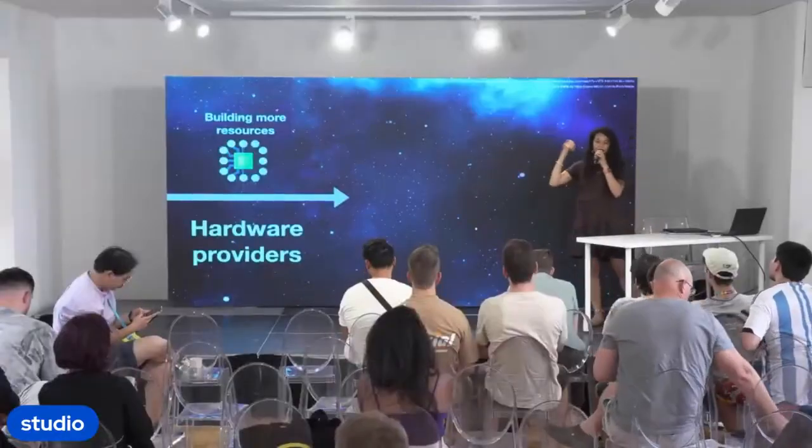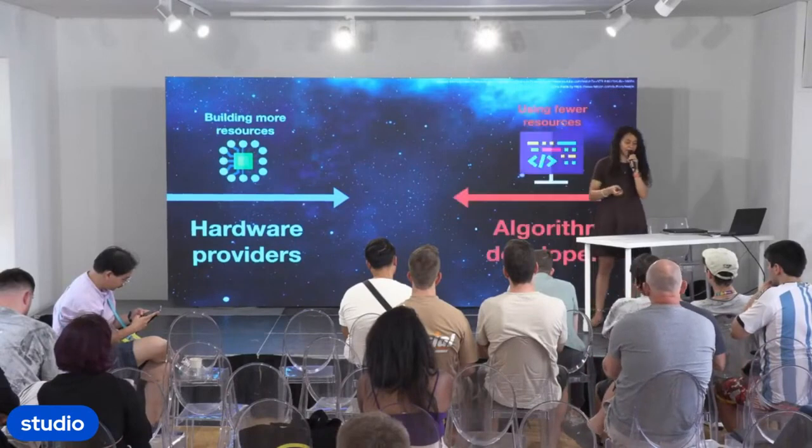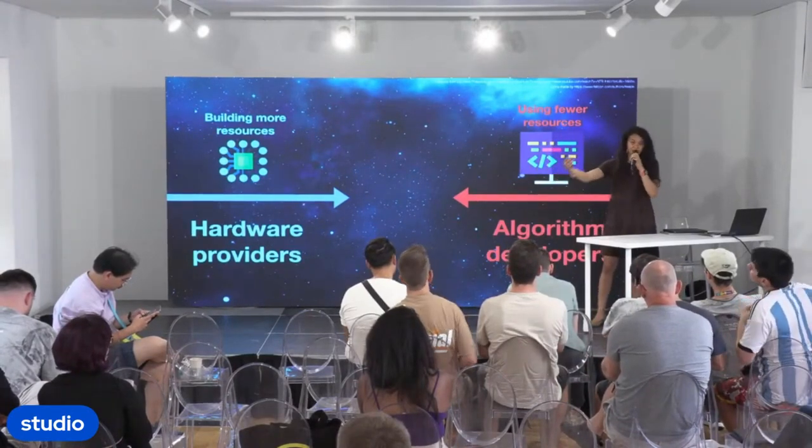So hardware providers are going to build more resources. They're going to build quantum computers with more qubits, getting towards millions of qubits. But also algorithm developers are trying to use fewer resources. They're trying to develop algorithms that don't require as many qubits. So it's possible that someone creates an algorithm that only needs a few qubits that could break encryption, and that would be an even bigger problem. But it's probably unlikely, but it's possible.